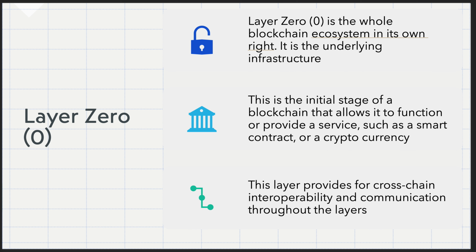So if you see layer 0, you're going to have the whole blockchain ecosystem. It's the underlying infrastructure, right? It's the initial stage of the blockchain that allows it to function, such as smart contracts, provide a service, anything else. This layer provides for cross-chain communication and interoperability as well. So if you want to tie Ethereum to Bitcoin, that's going to be a layer 0 bridge. So that whole blockchain ecosystem is where it's going to work. And again, we'll go into bridges in this section in just a little bit, because bridges are really fascinating in how they work and where they work.